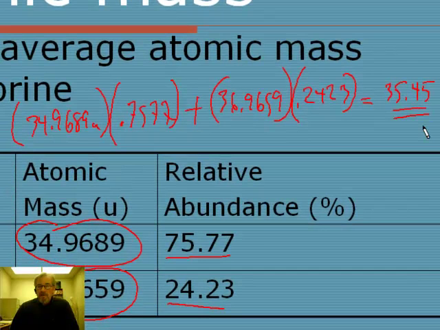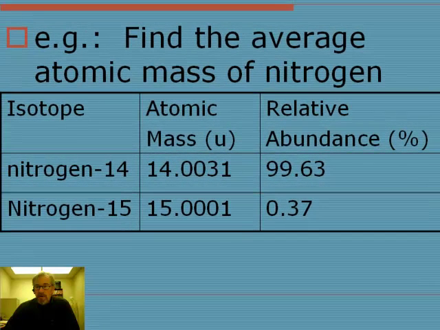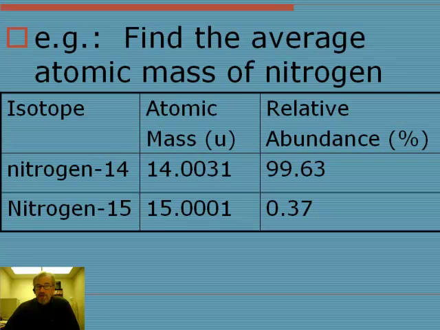35.45 is a lot closer to the mass of chlorine-35 than it is to chlorine-37. Why? Because there's more chlorine-35. So on average, it's going to be closer to that number. You try one. Find the average atomic mass of nitrogen from the information given in this table. Pause the video, give it a try, and I'll come back and give you an answer.